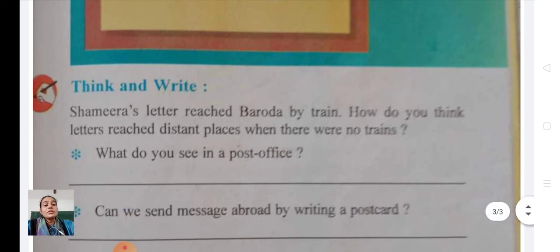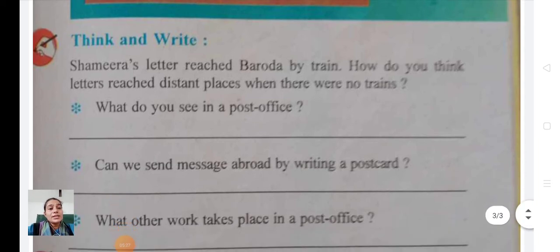Now, what do you see in post office? The answer is we can see so many things in post office like envelope, postcards, stamps, inland letters, money order forms, etc. Okay. Now, can we send message abroad by writing a postcard? So, answer is no. We cannot send message abroad by writing a postcard.